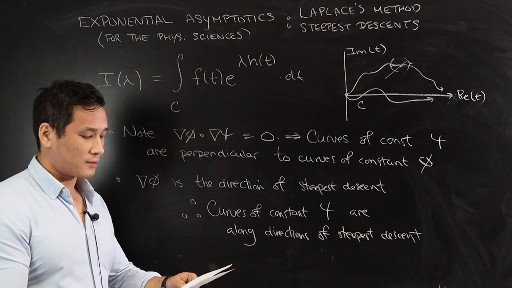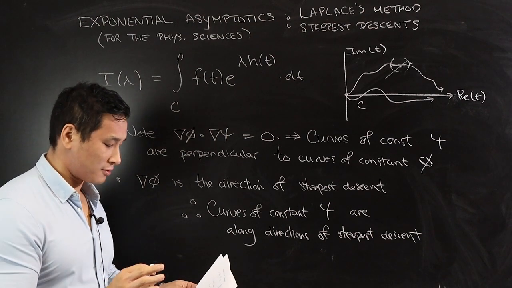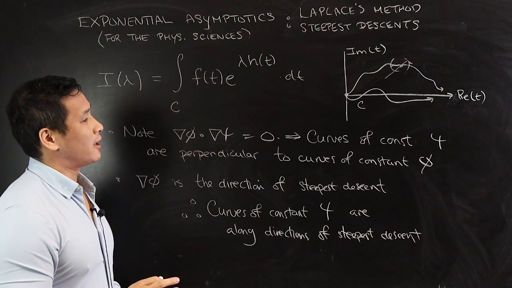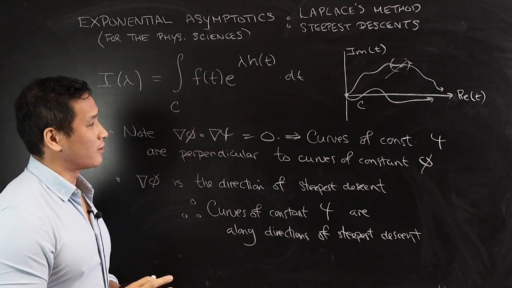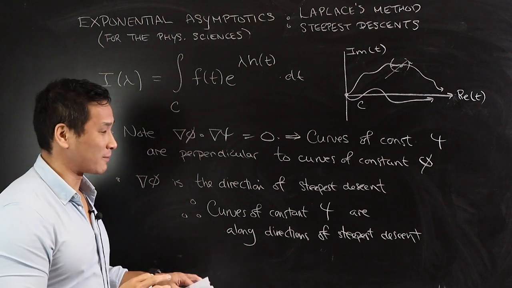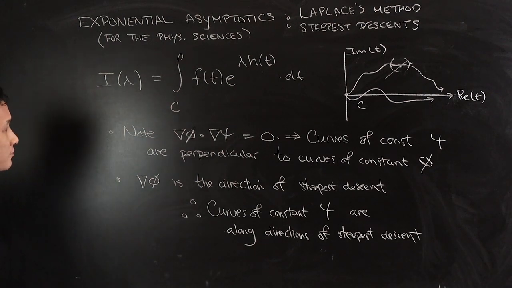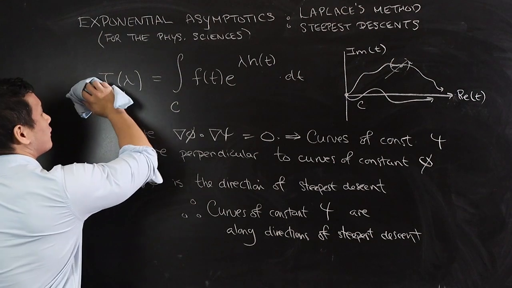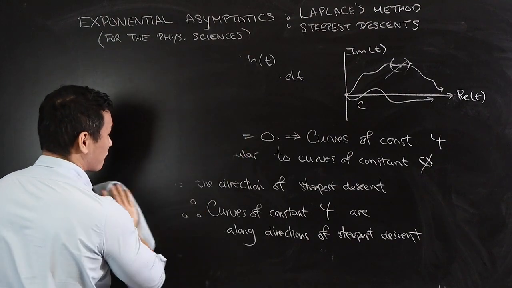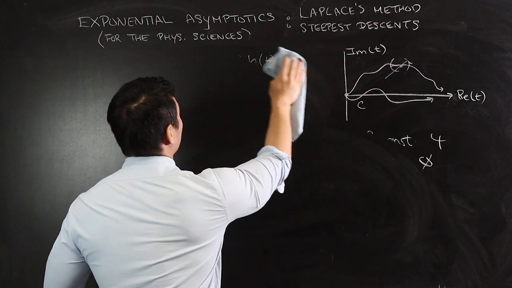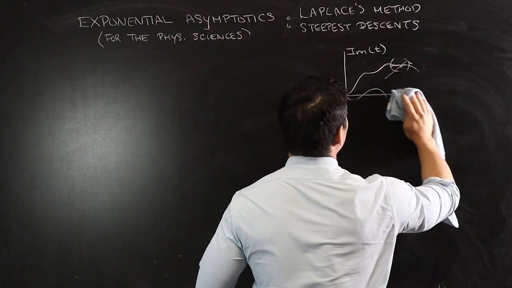Okay? So that's basically the last thing we need for this. And this is going to be clarified now with a picture. I'm going to try to draw you a picture. We're going to look at a function, h of z or h of t, and then we're going to start drawing some pictures of different curves of constant phase, of constant psi, and curves of steepest descent or ascent. And then we're going to see how it's all going to work.